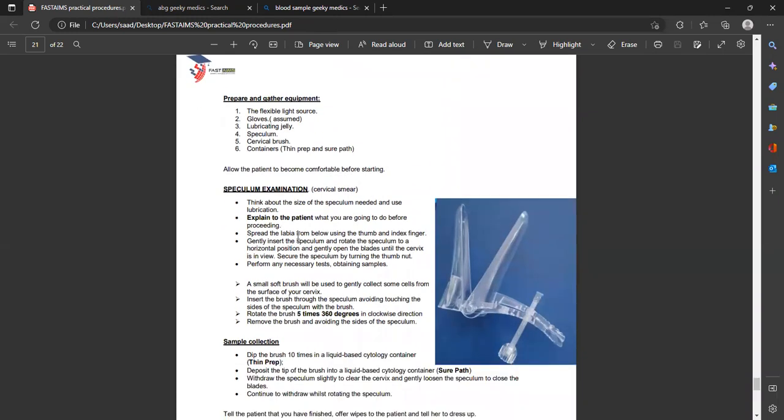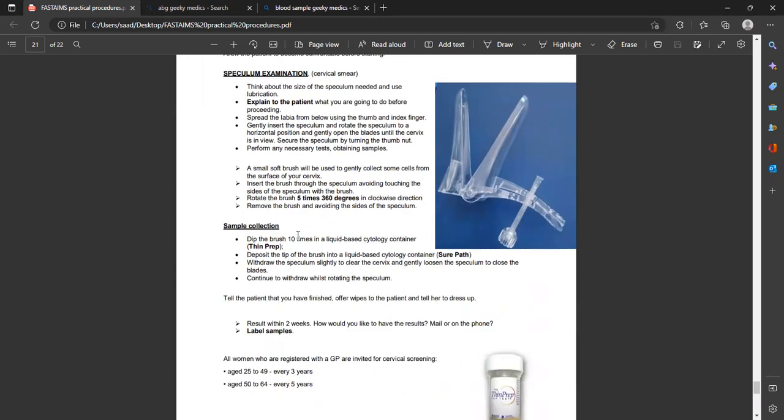Remember, when you're going to perform this speculum examination, it is possible that the examiner would be just behind you. He would be watching whether you have located the cervix or not. So do not stress out. Just be confident. Do your procedure. They are just checking whether you are doing it in the right way or not. So just perform your procedure.